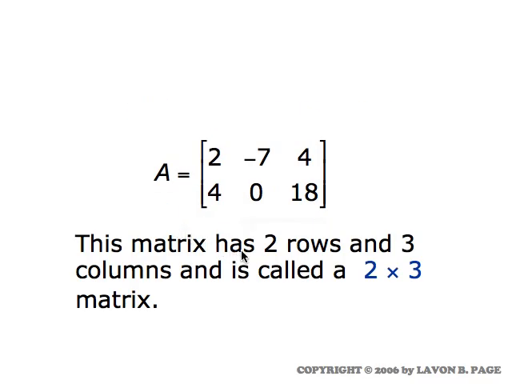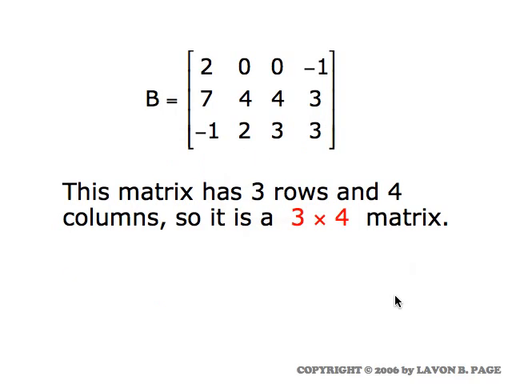This matrix has 2 rows and 3 columns, and so it's called a 2 by 3 matrix. Here's a matrix B, which has 3 rows and 4 columns. So it's called a 3 by 4 matrix. It's important to keep in mind that when you're talking about the size of a matrix, the common convention that's always followed is to list the number of rows first and the number of columns second.